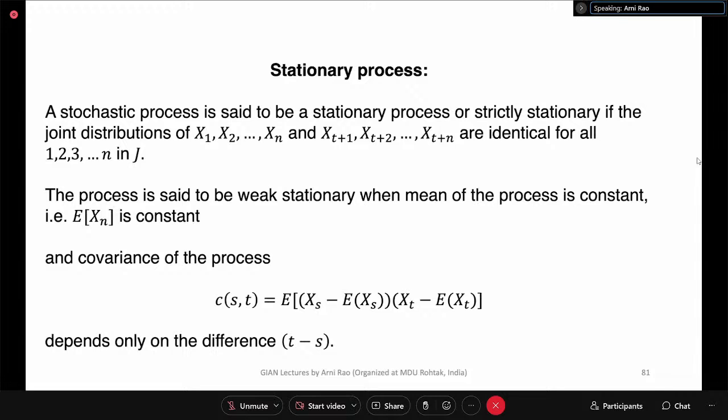Just for understanding, the summary is that such processes are identical in their joint distributions when you change the time and still compute the joint distribution of x1, x2, ..., xn and x_{t+1}, x_{t+2}, and so on. That's called a stationary process. And the mean is constant and the covariance of the process depends only on the difference.